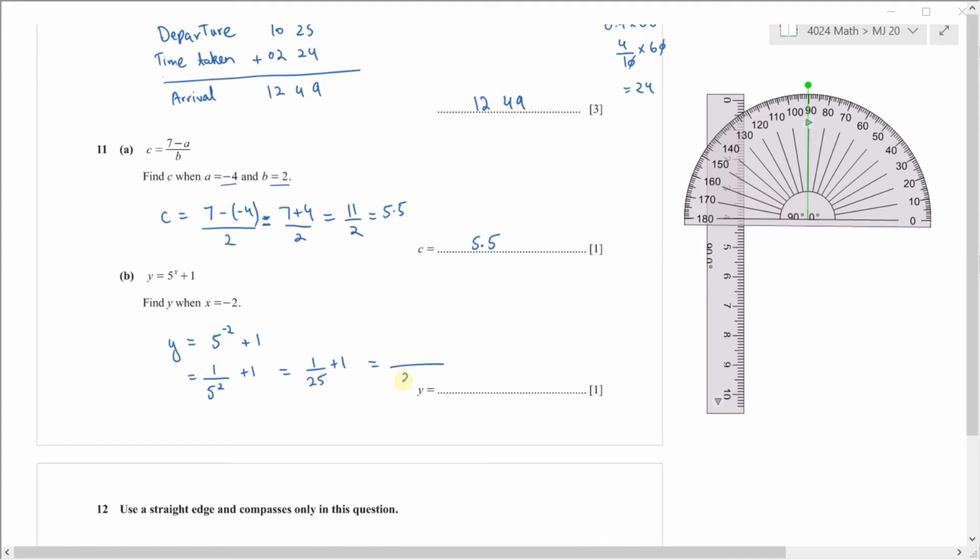If I take the LCM 25, this will become 1 plus 1 will be multiplied by 25. So this will be 25 plus 1, 26 over 25. Or you can write it as 1 whole 1 over 25. So 1 whole 1 over 25 will be your final answer.